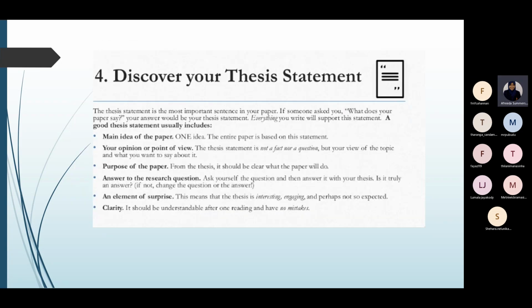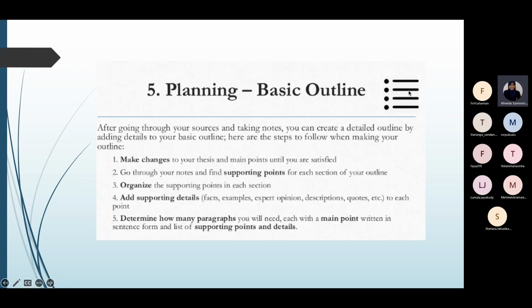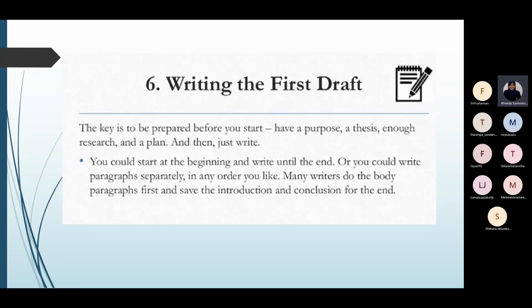You do your research. We did that. You also know your statement. If it is risk assessment, professional development, you talk about it, you define it, you stick to the point, right? Planning. This is planning, right? You have to make changes if you have to. Go through your notes. You can go through my slides. You can go through your journals. You need to organize, very important. You need to give supporting details, right? And how many paragraphs, it doesn't matter, 10, 15, whatever, as long as that paragraph is connecting to the previous one and as long as it's answering the question.